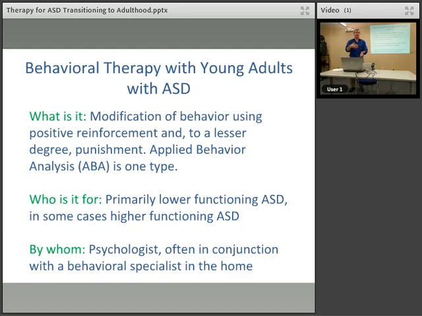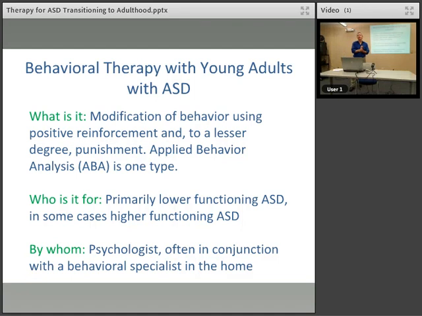As I say here, I describe it as using modification of behavior, using positive reinforcement, and to a lesser extent punishment, to get targeted behaviors. Applied behavioral analysis, ABA therapy, you have all heard of. That's one type of it. There are other different types of behavioral therapy.